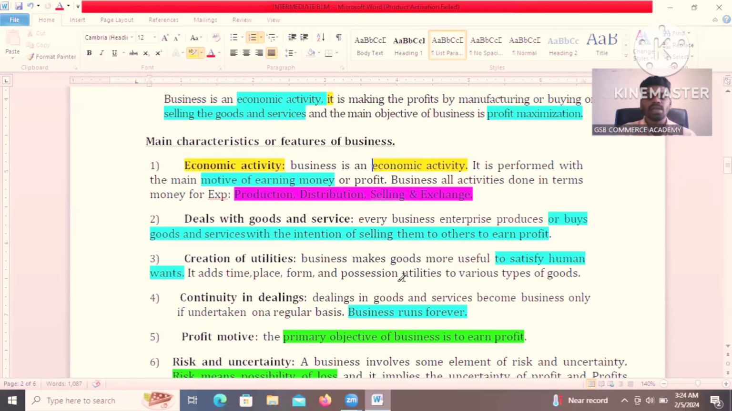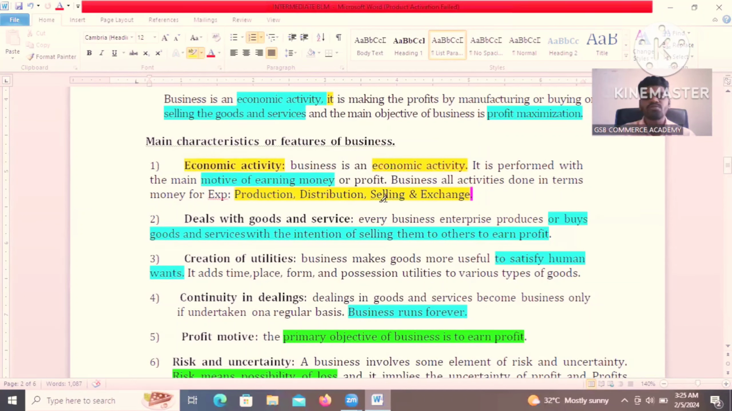Why am I saying business is an economic activity? Whenever we want to start any business, it requires a huge amount of money. And whenever we do any business related activities or transactions, it needs more money. Without money, there is no business. Business activities, for example production, distribution, exchanging and selling of goods and services, are all money related activities. So we say business is an economic activity.